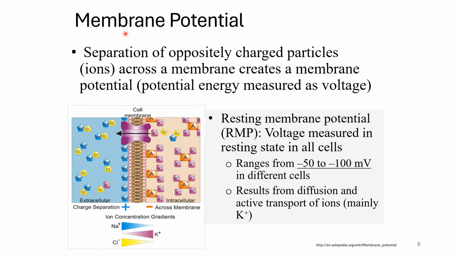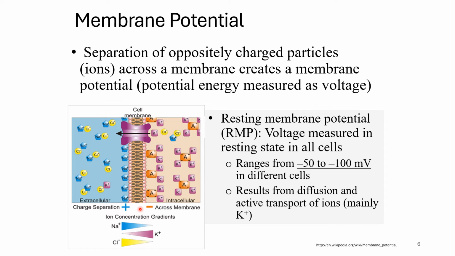So we have the creation of a membrane potential because we are now separating charged particles, usually oppositely charged particles, across the membrane. And that creates and stores, if you will, a kind of potential energy. And this potential energy is measured as voltage because the voltage is a difference between the charge: how much positive charge you have versus how much negative charge you have.